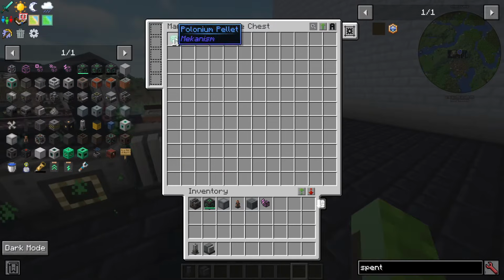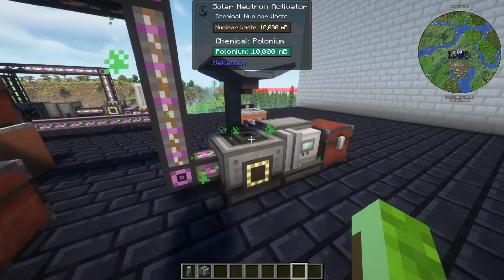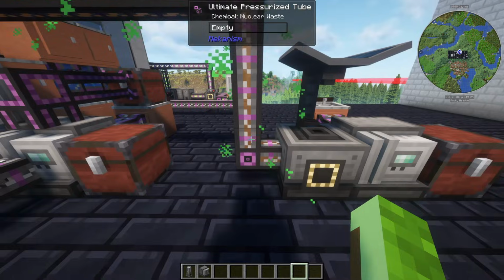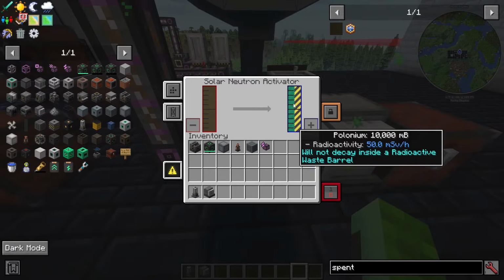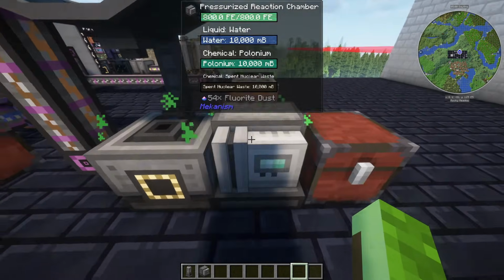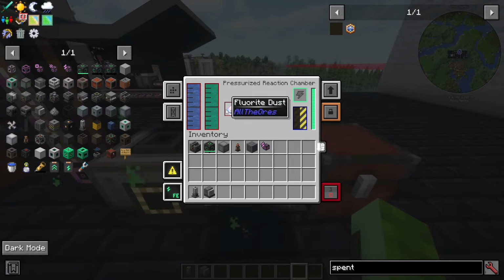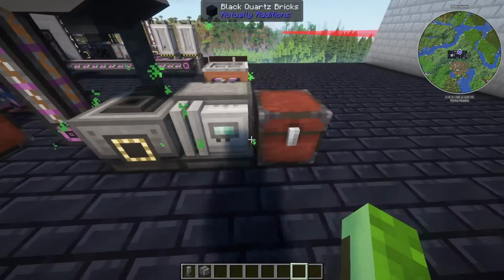Now, to make polonium pellets, it is quite similar. You just need a solar neutron activator. You pump in your nuclear waste to the solar neutron activator. That then causes the nuclear waste to turn into polonium, which you then put inside of a pressurized reaction chamber, again with water and again with fluorite dust. And then, as you can see, it creates polonium pellets.